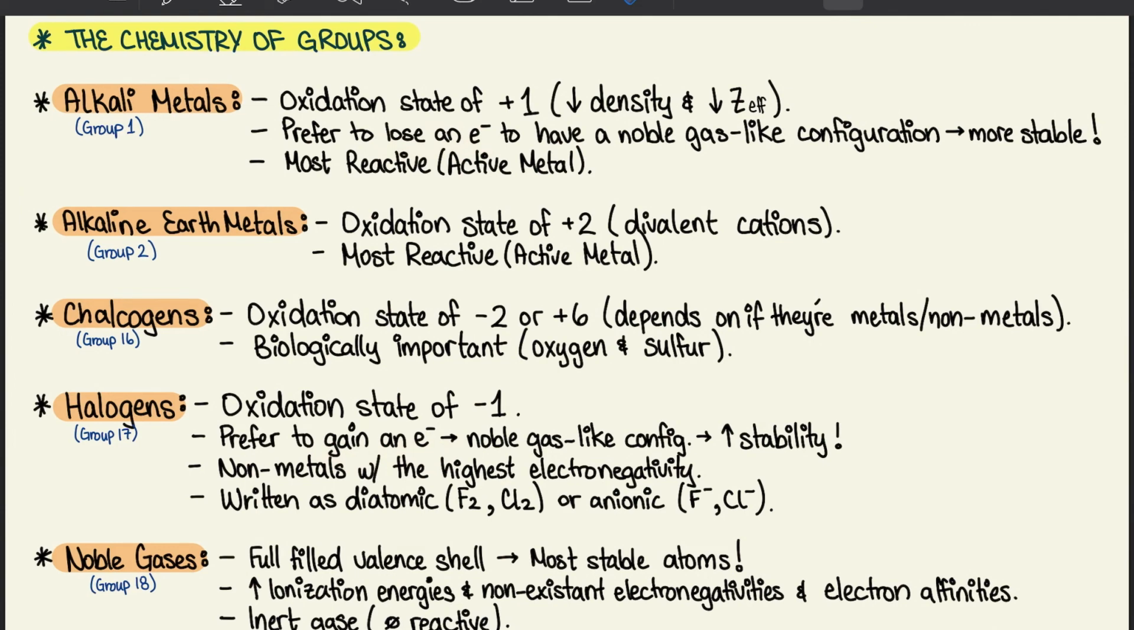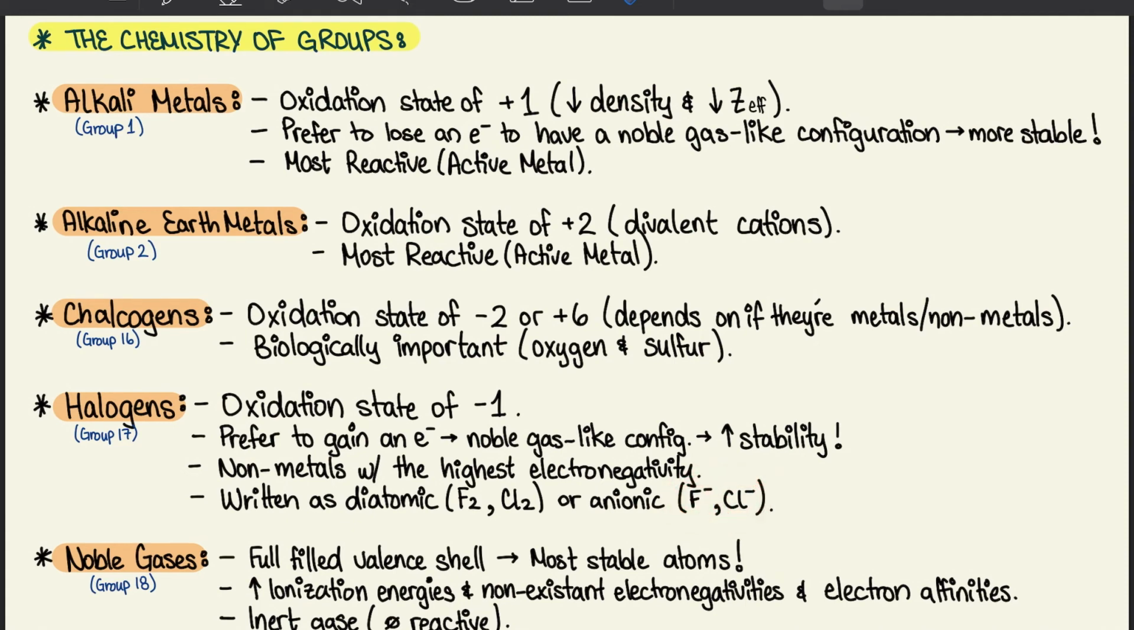And these halogens are nonmetals with the highest electronegativity. They're usually written as diatomics, so they're never written by themselves. They're usually paired with each other. So diatomic would be F2 and Cl2, or you can also write them as anions, which is just F with a negative sign, and Cl with a negative sign.